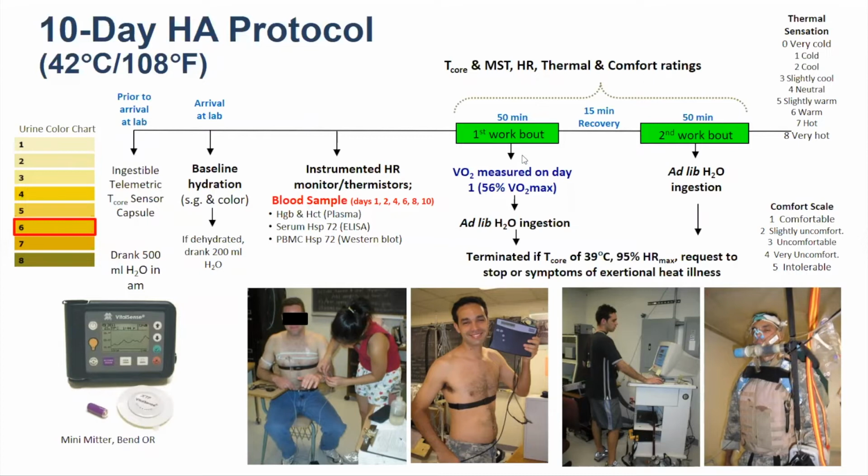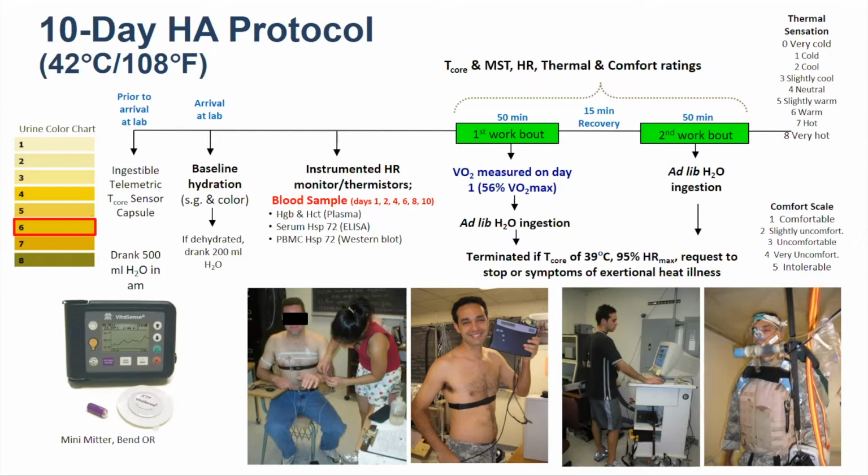And then we had them work in this hot chamber for 2 50-minute work bouts, broken up with a 15-minute recovery between the two. The 15-minute recovery was done in the hot chamber as well. Throughout this entire time, they could drink water ad lib, or as much as they wanted. They worked at 56% of their VO2 max.